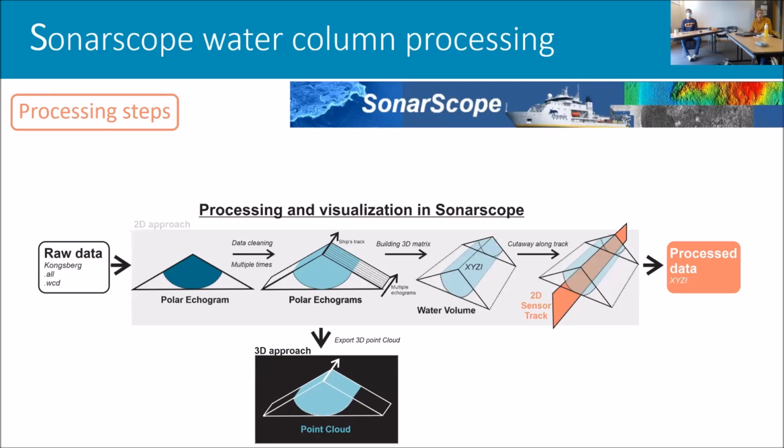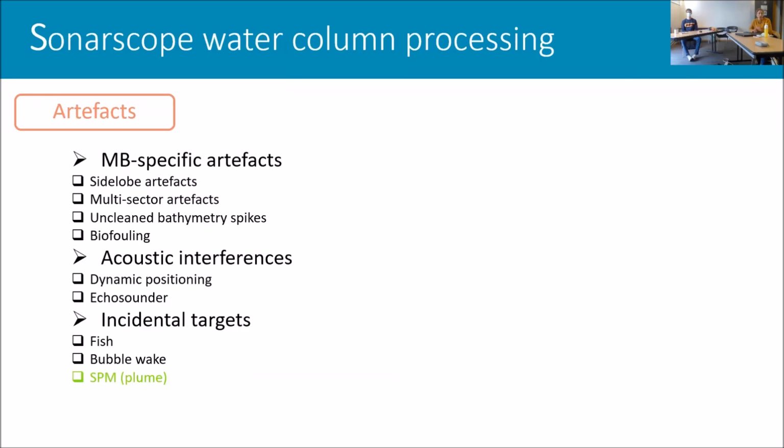So first we create polar echograms, and then there is the water column data cleaning. And this step requires a little bit more background information on artifacts. So what you consider as an artifact largely depends on your project. So in the Timbers project, we are interested in turbidity, so SPM. So basically for us, all the other features on the polar echograms are artifacts. So in the past year and a half, we encountered three big groups of artifacts.